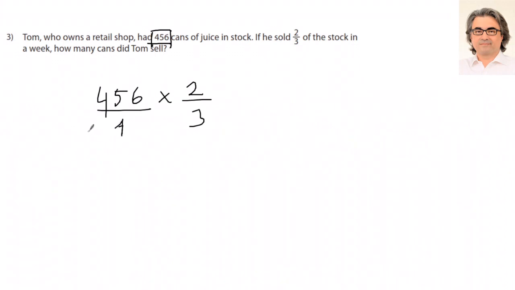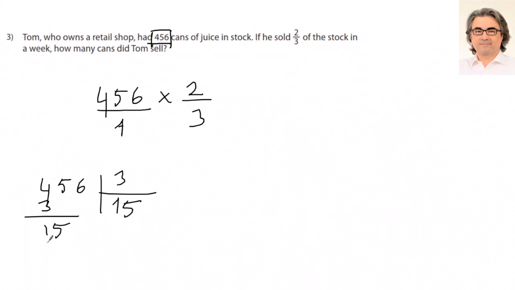Is there any simplification between the numbers? Between 3 and 456? Yes, it's possible to divide by 3. Now let's go to another place and make this division. In 4 I have 1. In 15 I have 5 3's. In 6 I have 2. 152. This is 1 and this is 152.